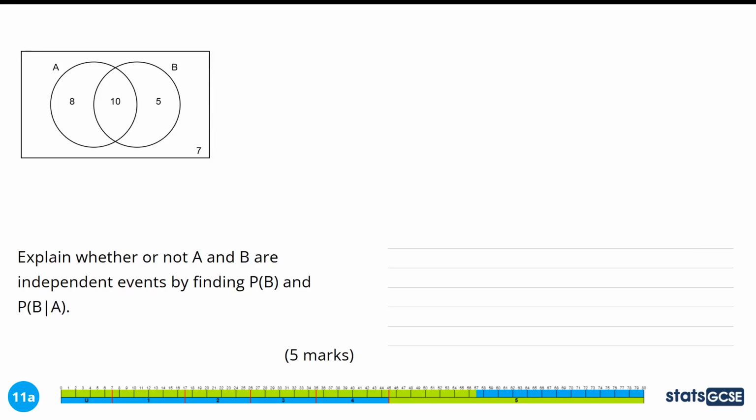Explain whether or not A and B are independent events by finding the probability of B and the probability of B given A. To find the probability of B, we're going to start by finding out how many of these books were in B. So we've got 10 and we've got 5, so that would be 15. And then we're going to put that over the total amount of books. Now we're told in the question there are 30 books. 15 over 30 is going to be the same as a half.